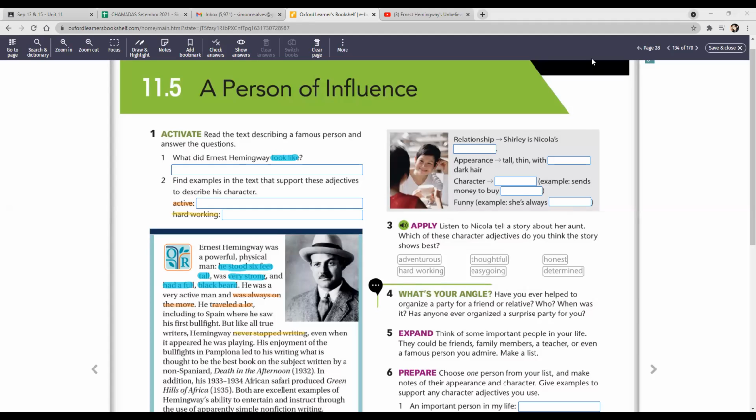Okay, so let's take a look at this short video about Ernest Hemingway. We'll take a look at the story of this man who wrote amazing stories. He kept the lives of these characters so alive that until today, people remember his stories and his books.